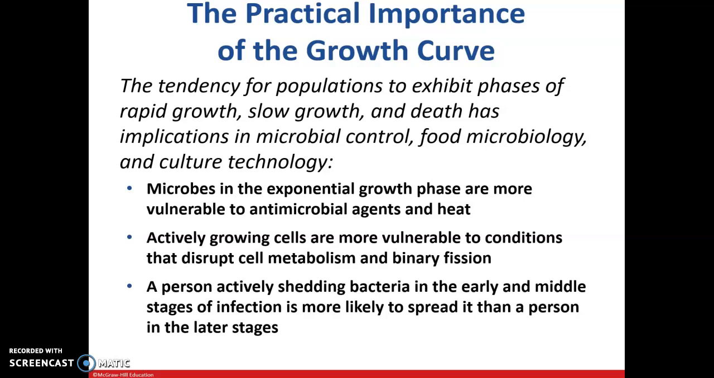Alright, so the practical importance of the growth curve. The tendency for populations to exhibit phases of rapid growth, slow growth, and death has implications on microbial control, food microbiology, and culture technology. So microbes in the exponential growth phase are more vulnerable to being treated by antimicrobial agents and heat, so they're easier to kill. Actively growing cells are more vulnerable to conditions that disrupt the metabolism and binary fission cycles. And then a person actively shedding bacteria in the early and middle stages of infection is way more likely to spread that disease than in the later stages.